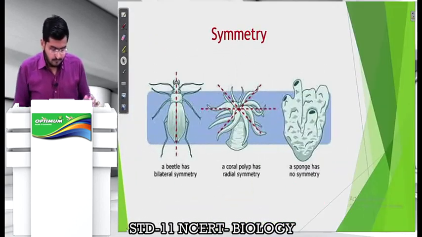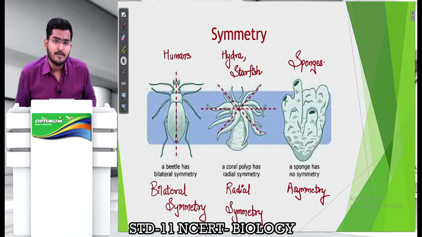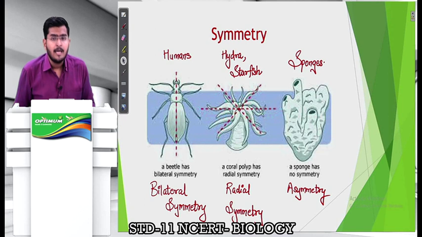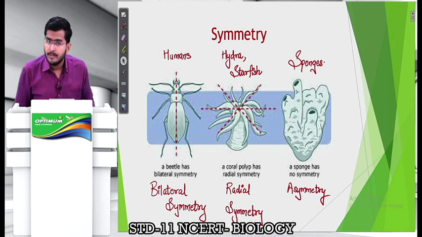Okay, so in case of symmetry, we have three types. If you cut an organism along the central axis and you get two equal halves, you're going to refer to it as bilateral symmetry. If you cut it along any axis, along any plane, and you get two equal halves, you call it as radial symmetry. And if you cut it along any axis, any plane, and you're not getting any two equal halves, then you call it as asymmetry. For example of bilateral symmetry, we have spoken about humans and beetle. For radial symmetry, we have taken example of hydra and starfish, and for asymmetry, we have taken example of sponges.